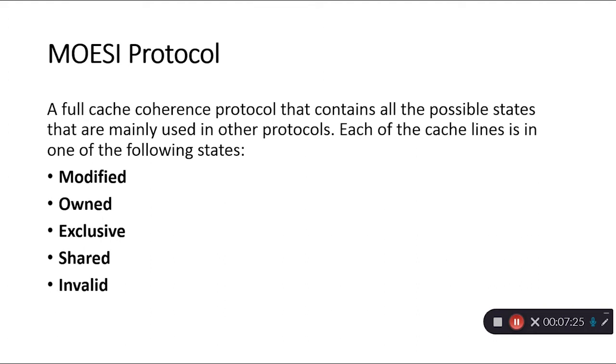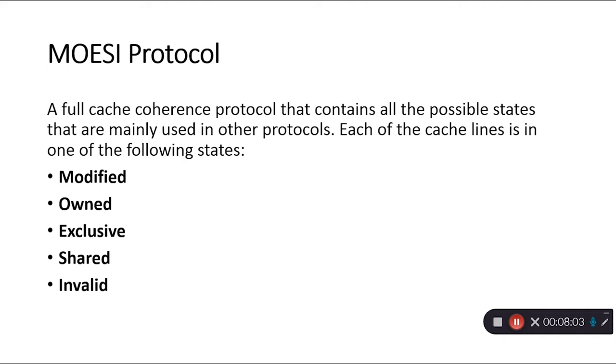MOESI protocol. This is a full cache coherence protocol that contains all of the possible states that are mainly used in other protocols. Each of the cache lines is in one of the following states. Modified. The cache line is in the state that contains the most recent and correct copy of data, whereas the copy in the main memory is incorrect, therefore no other processor holds a copy.